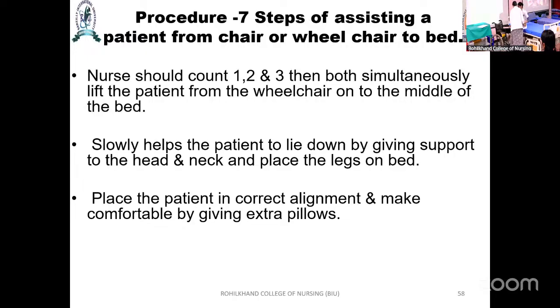Slowly help the patient to lie down by giving support to the head and neck, and place the legs on the bed. Place the patient in correct alignment and make them comfortable by giving an extra pillow.